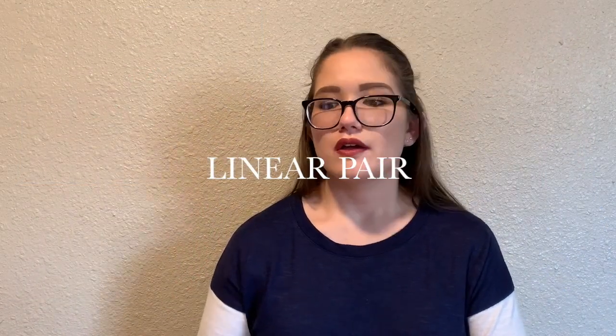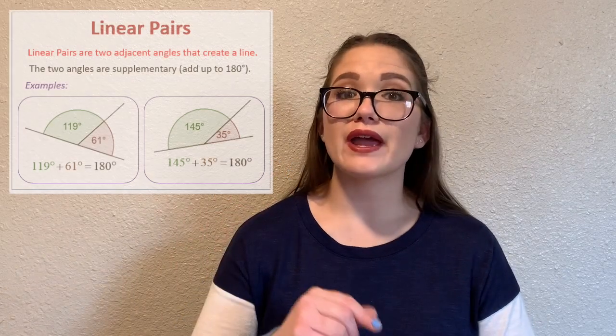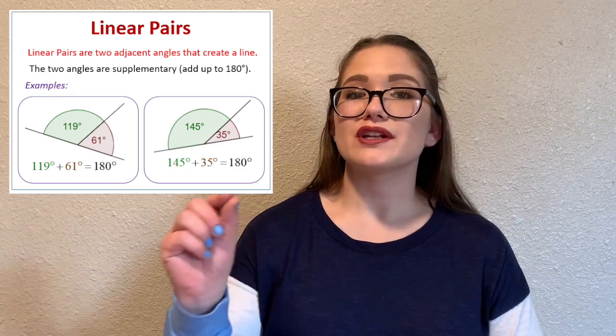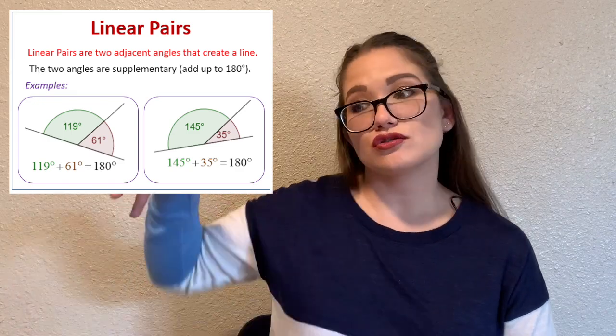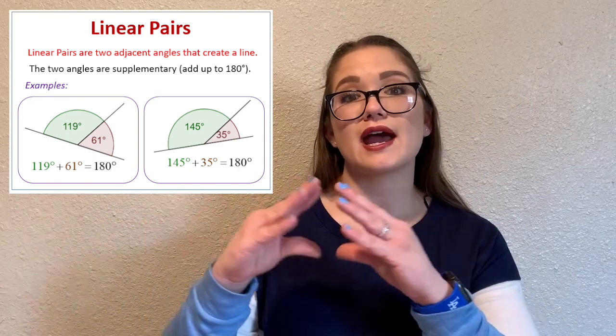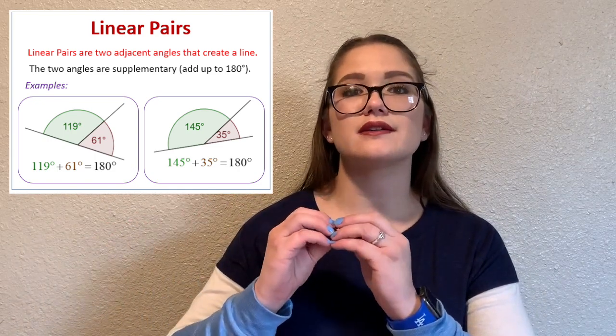The next word is linear pair. A linear pair is just two angles that are adjacent and supplementary. Adjacent, remember, means next to, and supplementary means two angles that add up to make 180 degrees. That is a linear pair.